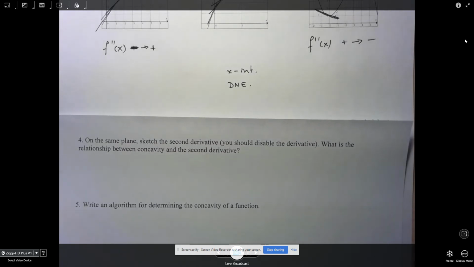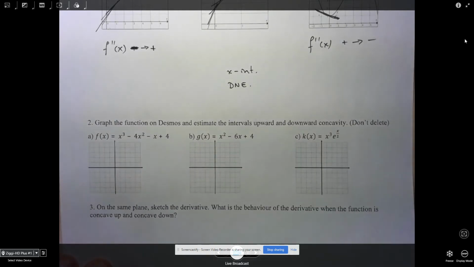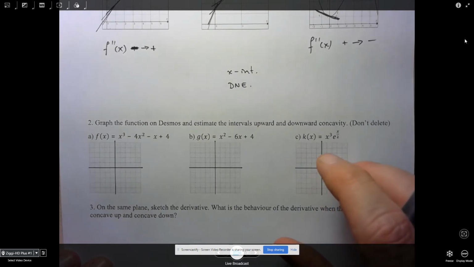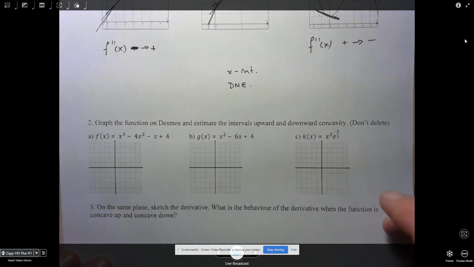Okay, so I'm going to ask you to look at these functions and answer 3 and 4, and then we'll come back together before we come up with our algorithm for determining concavity. All right, so take some time to go through these functions, see what you come up with, follow the instructions carefully. I'll be back soon. Okay, so please shut the video down now.